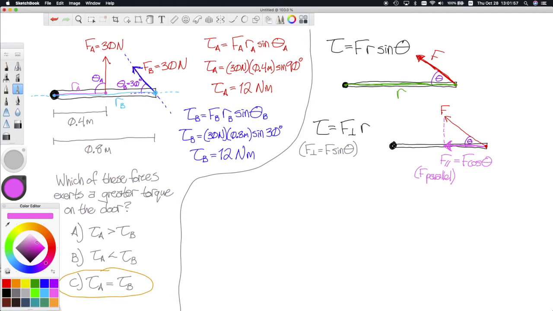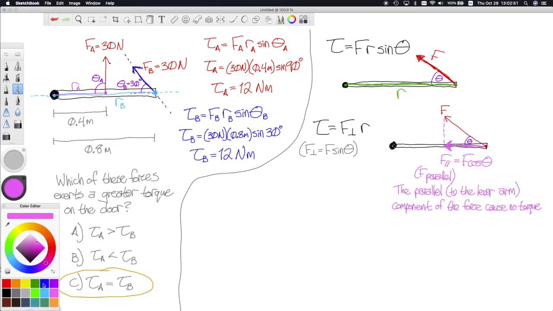And we could find that component of the force, but this component of the force is directed directly toward the axis of rotation, or directly away from the axis of rotation. So because the parallel component of the force is in that direction, it will cause no torque.